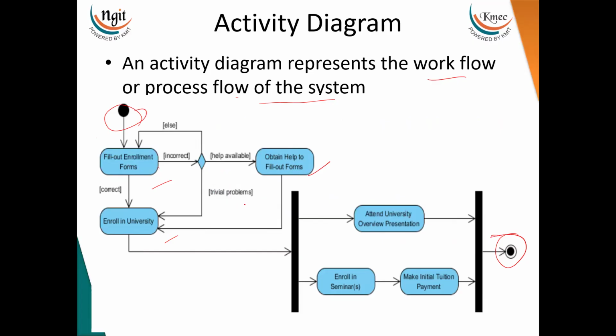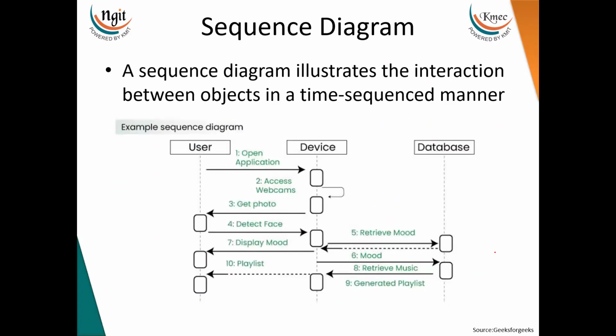This is how the flow is. Attend university overview presentations, enroll in the seminar, make the initial payment of the fee, then end the process. This is the entire activity. Then the sequence diagram. A sequence diagram illustrates the interaction between objects in a time-sequenced manner. This is an example we have seen in our previous video lecture as well: user, device, database. Based on the mood of the user, the playlist will be generated.